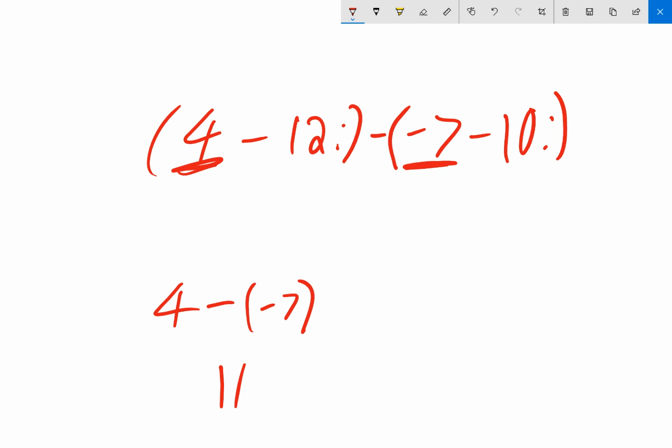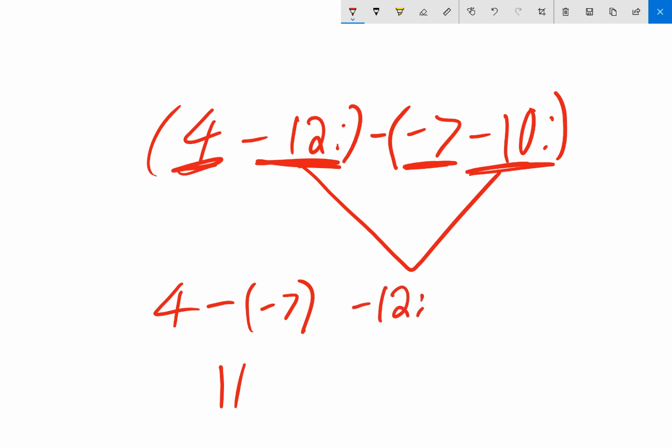And then you can combine the imaginary parts, but again, be careful with all these negatives. So negative 12i minus negative 10i. So you've got 2 minuses to look out for. So again, that's really like a plus 10i. Negative 12 plus 10 is negative 2. So that'll be negative 2i. So that would be the answer.